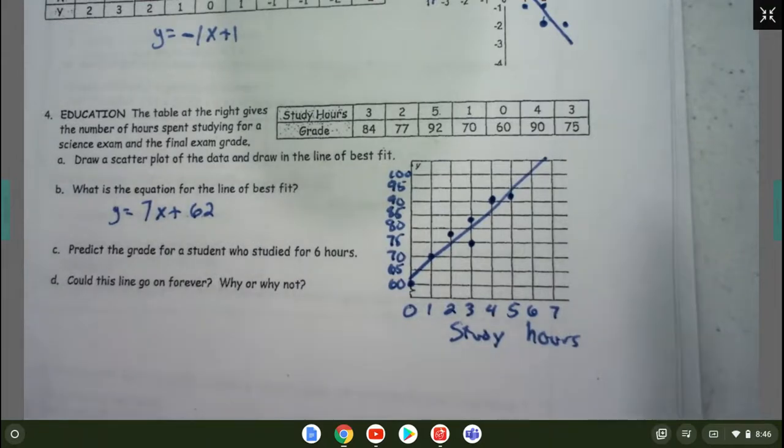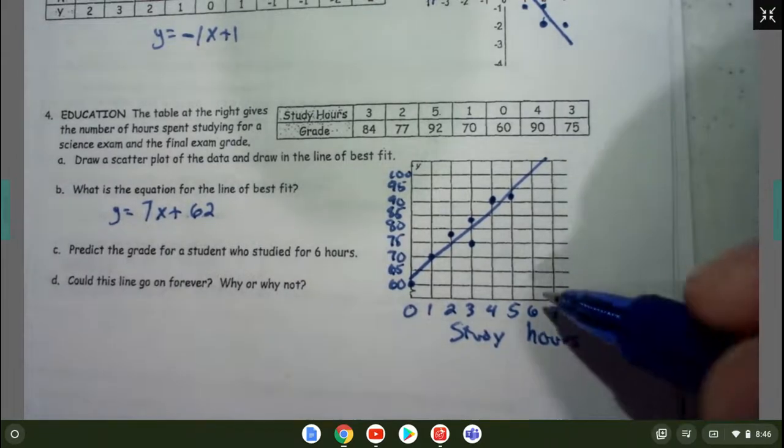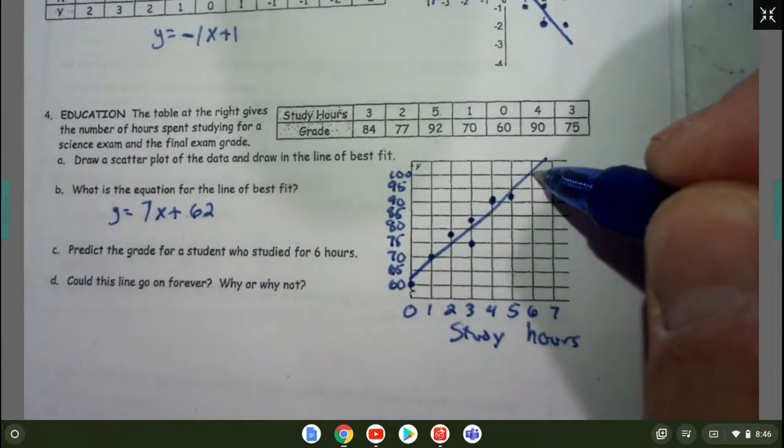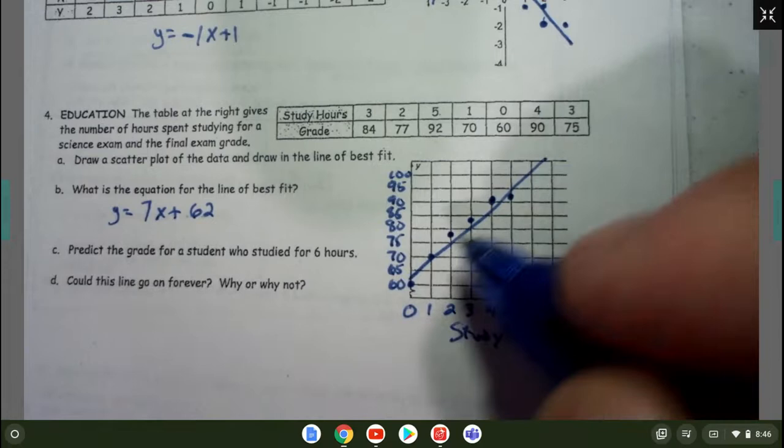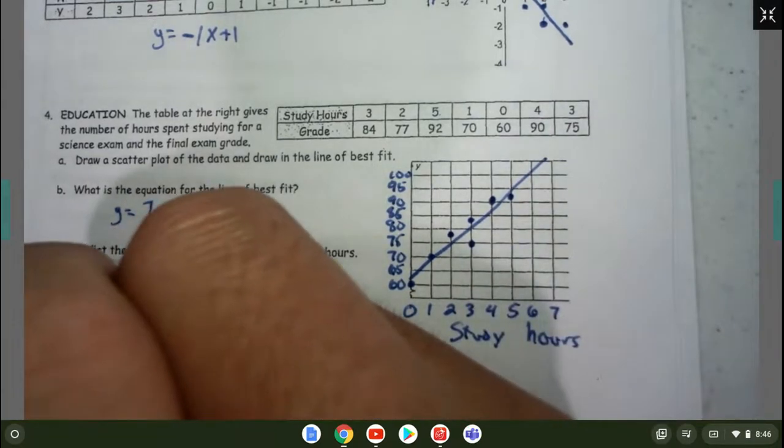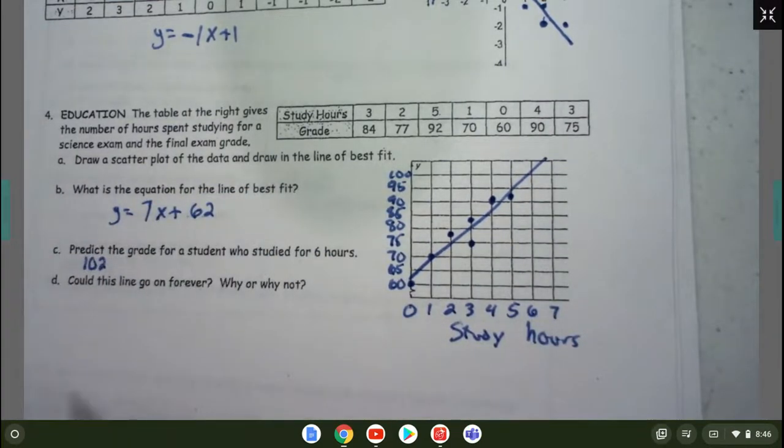It says predict the grade for a student who studied for 6 hours. So 6 hours right here, that's over 100, right? My line here goes over 100. So it's like 102, maybe, right? Somewhere around there. Could this line go on forever?